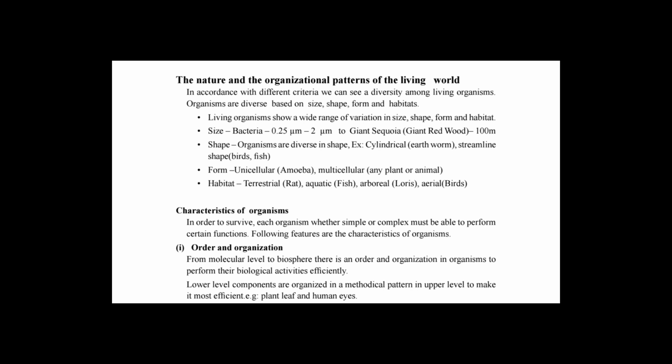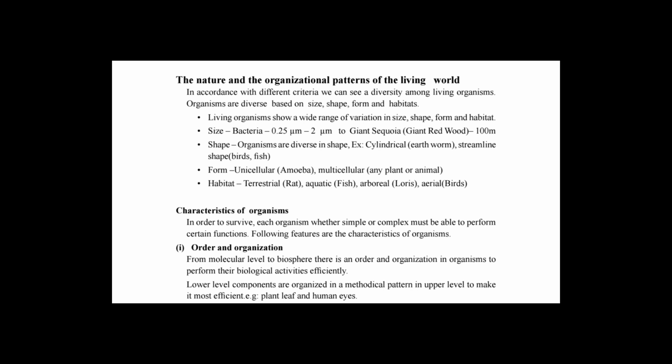The next one is form. Form means there are two forms in all living organisms: unicellular and multicellular. For unicellular, examples are amoeba and chlamydomonas. There are some microorganisms like them. Unicellular means only a single cell is there in their body. Multicellular means there are multiple cells. They have cells, tissues, and organ systems. Humans are the best example. Any plant or animal, you can take as an example.